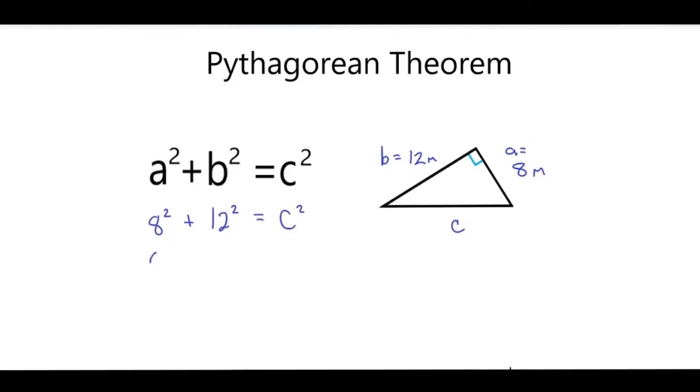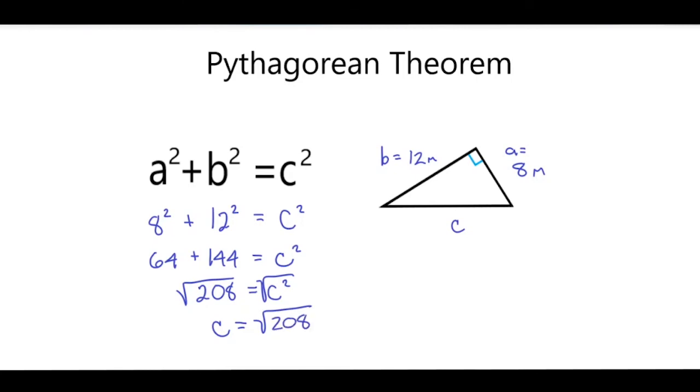Well, 8 squared is 64 plus 144 equals C squared. Well, 64 plus 144 is 208, which is equal to C squared. So I will take the square root of both sides. And I do not know the square root of 208, so we'll say C is equal to the square root of 208. But I can factor 208, so let's find the factors of 208.